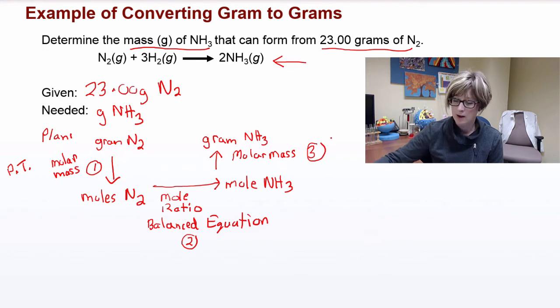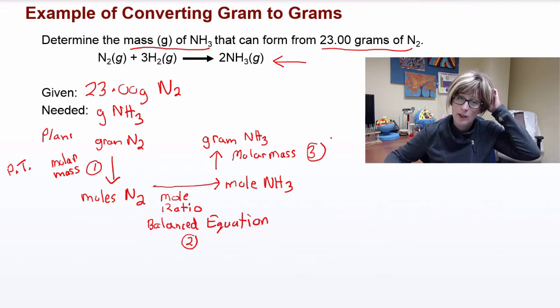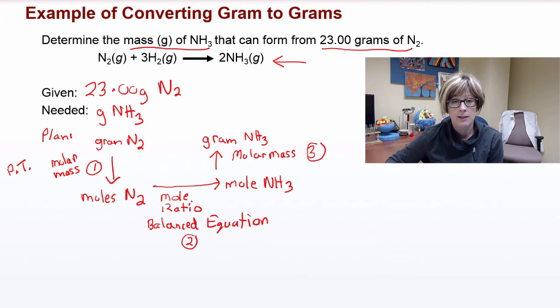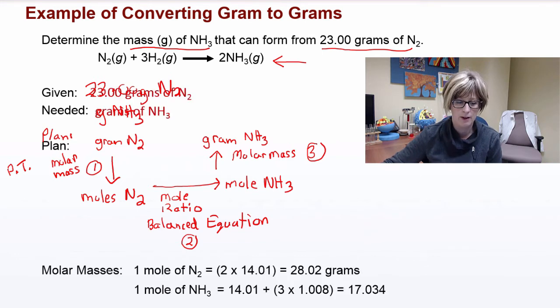All right. So that's going to be our plan, and that plan is a standard plan for stoichiometry problems. If we are given grams and we ask for grams, we need to do these 3 steps. You can have questions where you're given, say, the moles of something and then you're asked for grams of something, then you just do the second 2 steps of the plan.